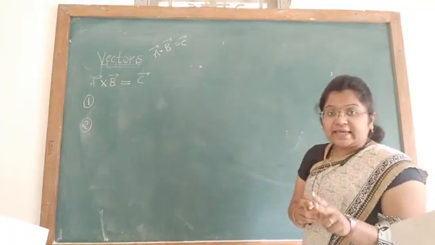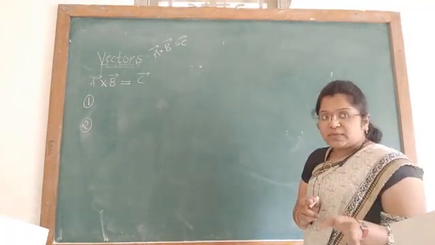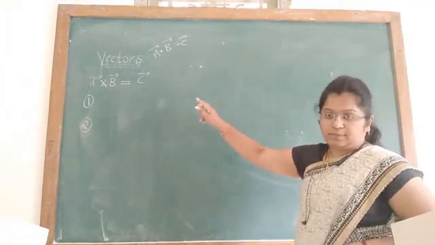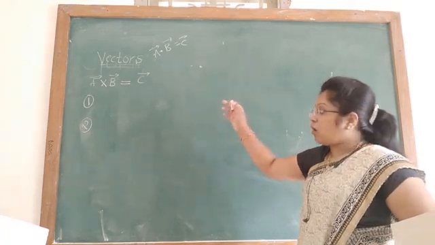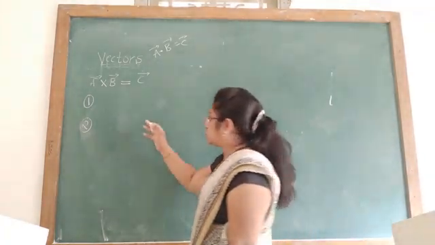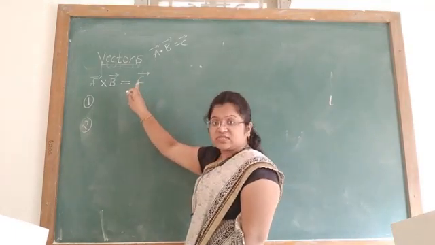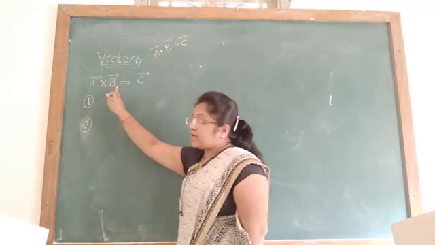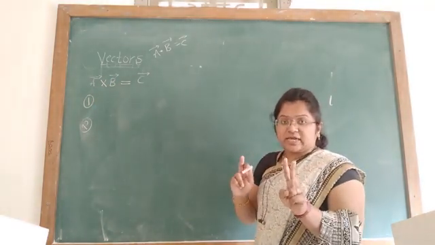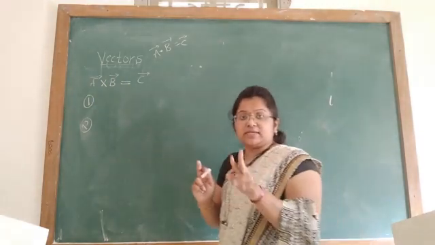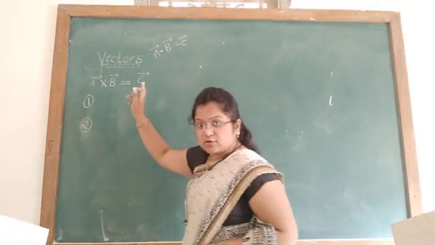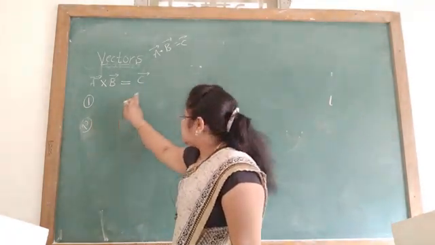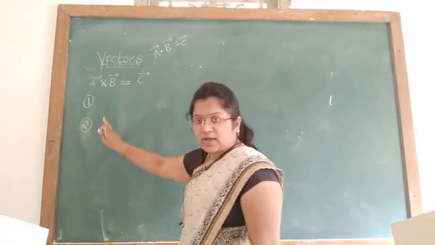Vectors means what? A has both magnitude and direction, B also has both magnitude and direction. So when A and B are multiplied, the answer will be C. So C is also one vector, which is the vector product of A and B. C is one vector, so it has both magnitude and direction.